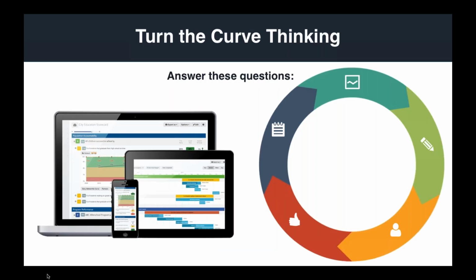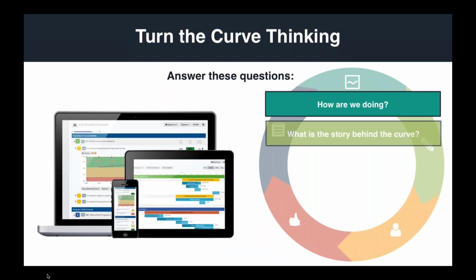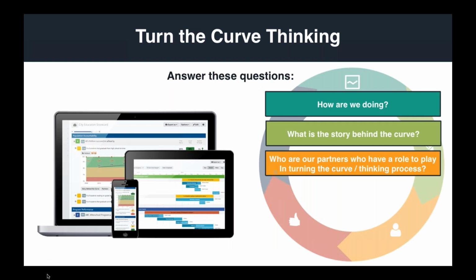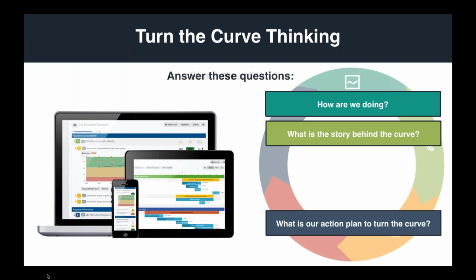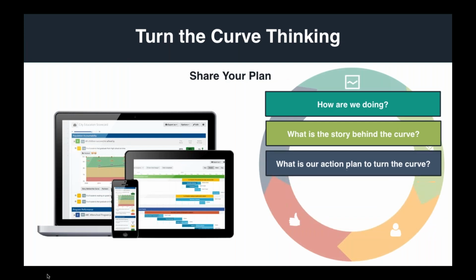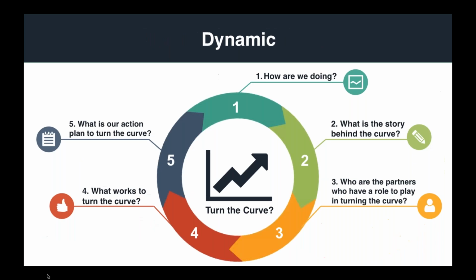Okay, so in summary, asking 5 questions. How are we doing? What's the story? Who are partners? What works? And what's our action plan? When you share your thinking with others, you don't always have to include the 3rd and 4th questions. You can really just say, how are we doing with that graph and a forecast about where we're headed if we do nothing different? The story behind the curve with those factors prioritized. And then what's our action plan to turn the curve with those strategies also prioritized?